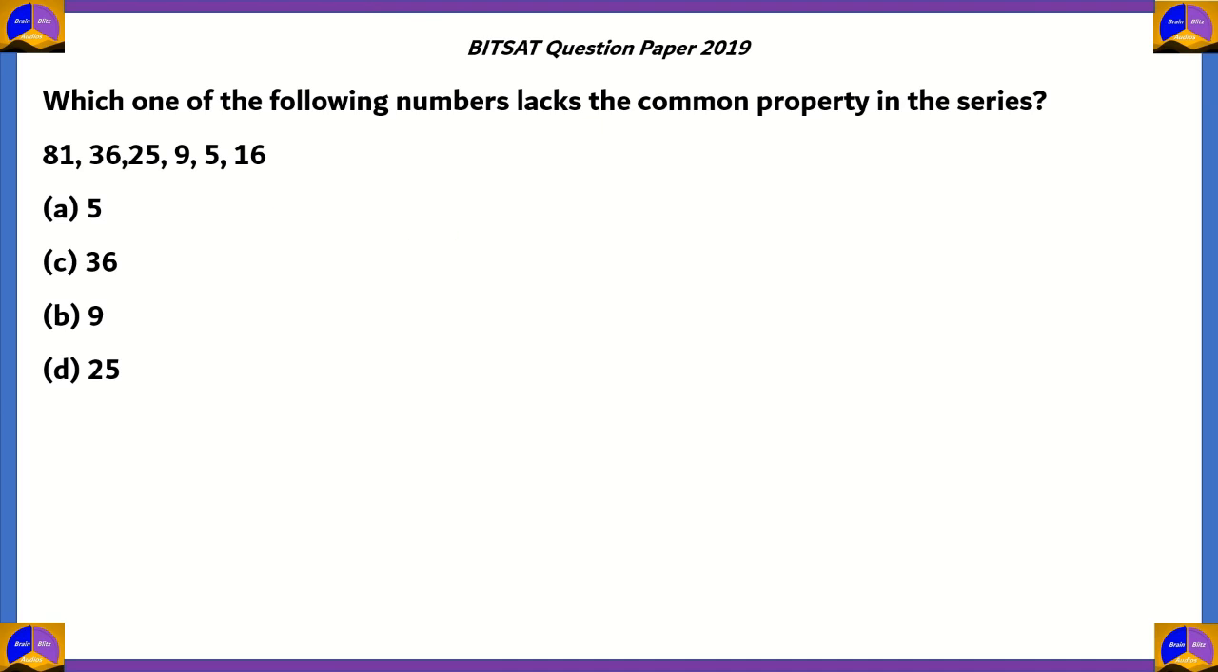Let's look at this question. Which one of the following numbers lacks the common property in the series? We have 81, 36, 25, 9, 5, and 16. This question is quite simple because you can see that most of the numbers in here are perfect squares. So 9 squared gives you 81, 6 squared gives you 36.